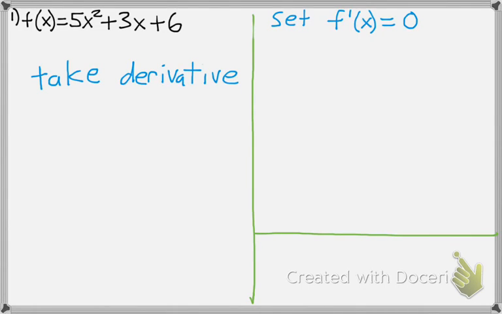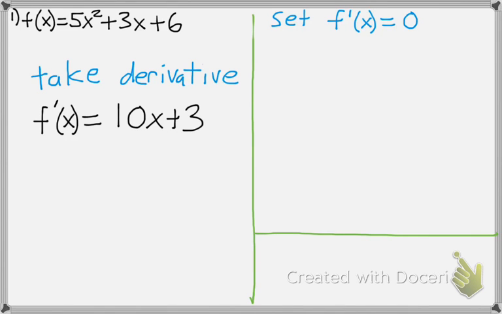For number 1, we're trying to find the critical numbers. Now, these happen where the derivative is equal to 0 or undefined. So our first step is going to be to take the derivative. So f prime is going to be equal to 10x plus 3.